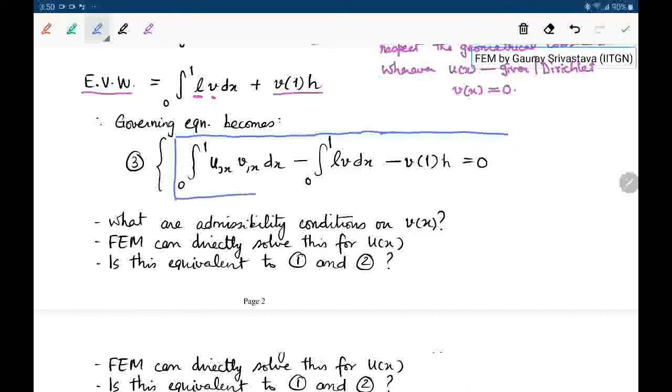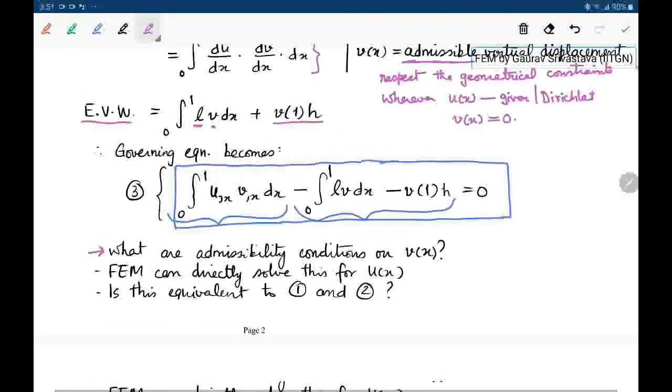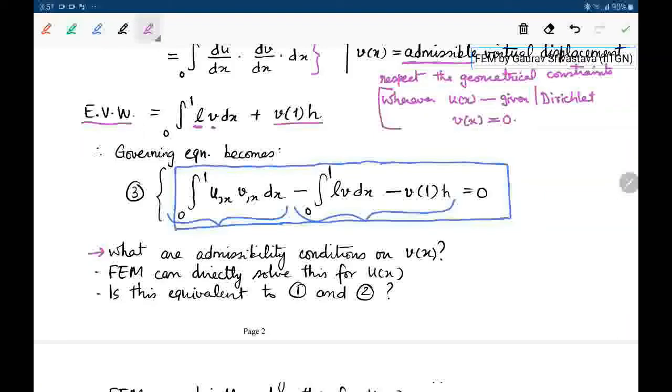I've just taken the external virtual work also on the left hand side. So this is the internal virtual work, and this is the external virtual work. Now these admissibility conditions we have just discussed: wherever u is given, v of x must be 0. Again I will note that FEM can directly take this form and solve it. There is no need to do anything else. Once we formulate this particular version of the problem, the FEM can directly solve that.